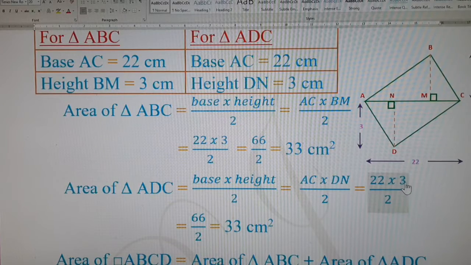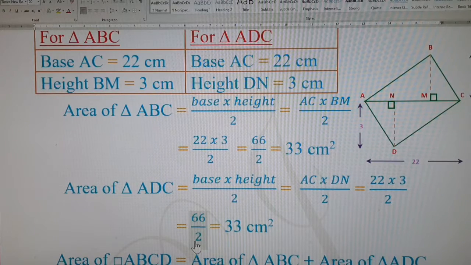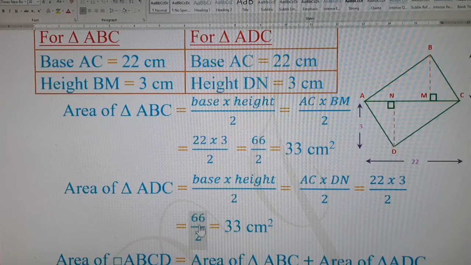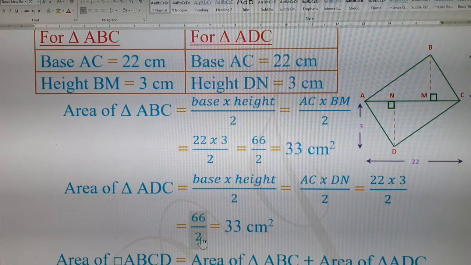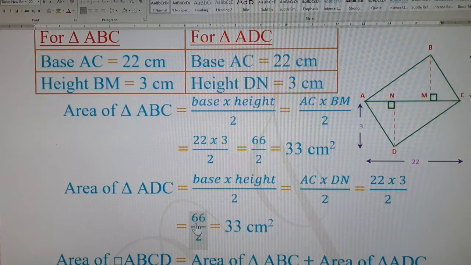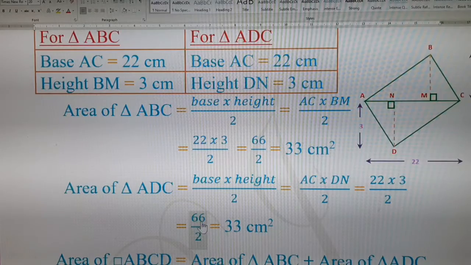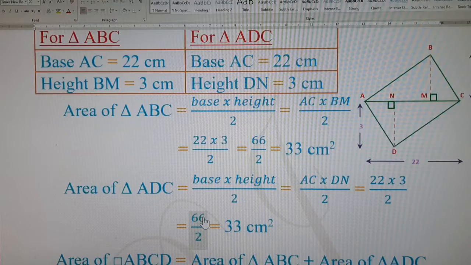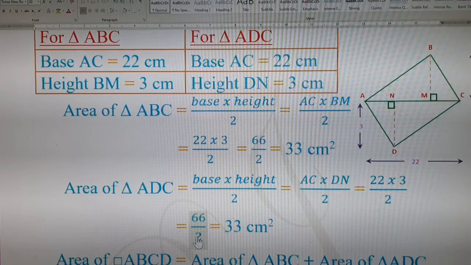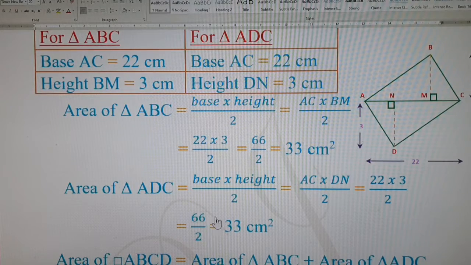Our answer will be 66 upon 2. 22 3s are 66. 66 upon 2 we can further simplify and write the answer as 33, or we can say half of 66 is 33, or we can simplify using 2's table. With 2's table we can cancel the denominator 2, 2 ones are 2, and we can cancel the numerator 66, 2 33s are 66. So let me repeat again. 66 upon 2 we can cancel using 2's table. 2 ones are 2, 2 33s are 66, 33 upon 1, or only 33.